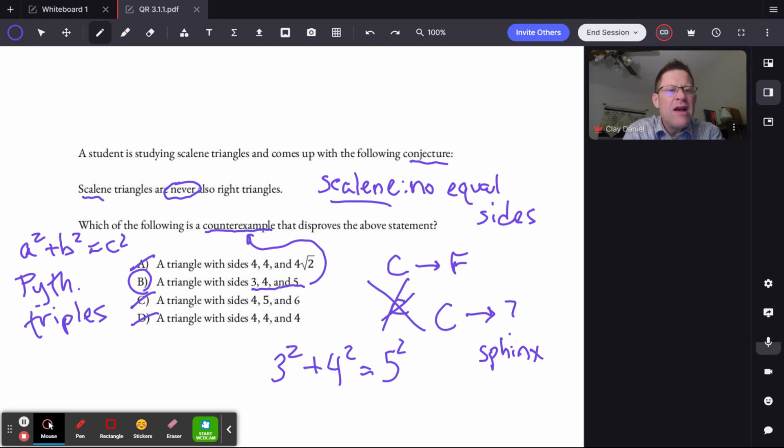And we have an approach to counterexample questions that takes into account the vocabulary, like scalene, the formal logic of what we're trying to do and what we're not trying to do, and the underlying geometry of this question.